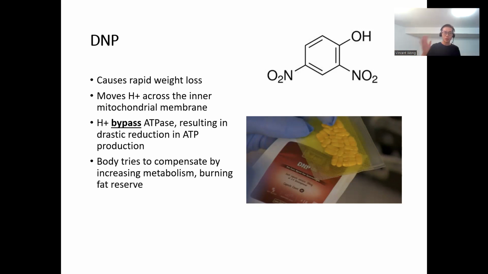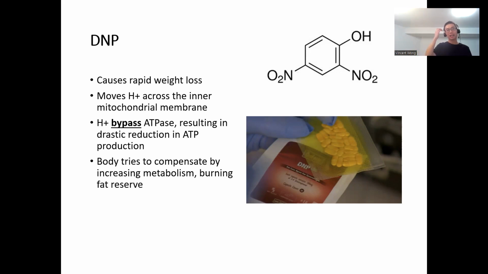So the story goes like this: the person who worked at the factory accidentally ingested some DNP from the assembly line, I guess. And then he experienced rapid weight loss in the next couple of days. I don't know how much he ingested. And when they found out about this, they were like, "Whoa, this is the jackpot. This is going to be the best weight loss substance that we can sell to people now."